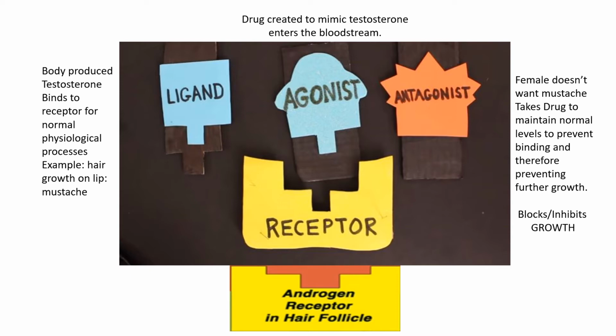Your receptor sites, your ligands, and your medications, whether agonists or antagonists, are kind of like putting a jigsaw puzzle together. I think that's how your book refers to it also. In order to get the appropriate effect, we have to get the correct ligand into that receptor site. I always use the example of testosterone. Our body produces testosterone, and it binds to the receptor for a normal physiological process. Testosterone will typically cause hair growth, so you have a mustache or a beard, facial hair.